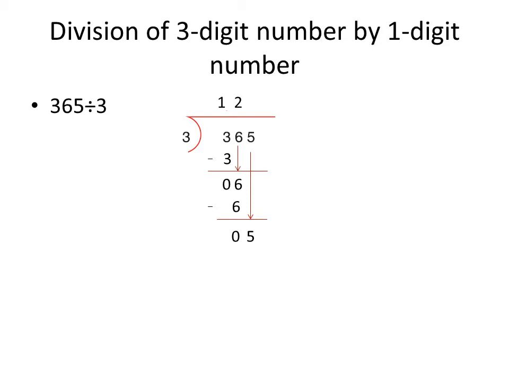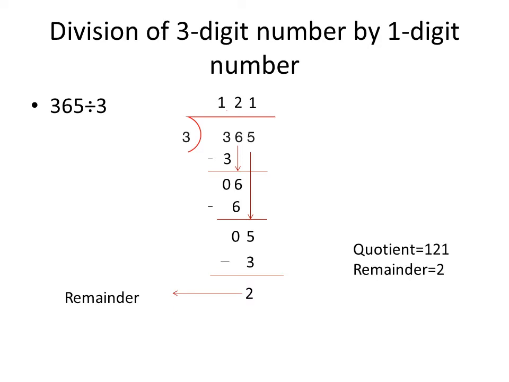Recite again the table of 3 till you get the number which is just less than 5. 3 ones are 3. 3 twos are 6. But 6 is greater than 5. Now which number is just less than 5? That is 3. So write 3 here and 1 above the line as shown. Now subtract it. 5 minus 3 is 2. This is your remainder. Now your quotient is 121 and your remainder is 2.